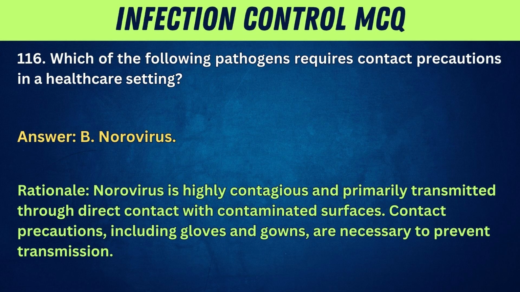Answer: B. Norovirus. Rationale: norovirus is highly contagious and primarily transmitted through direct contact with contaminated surfaces. Contact precautions, including gloves and gowns, are necessary to prevent transmission.